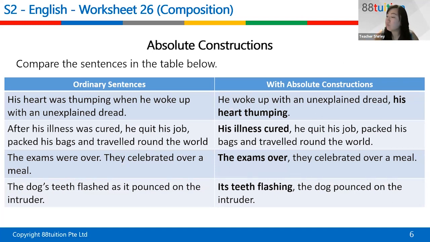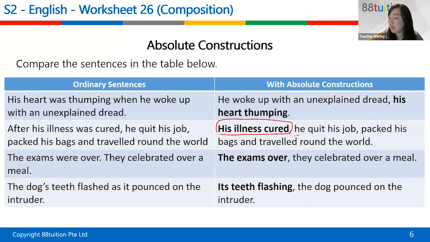Okay, so how do we change it? If it's an ordinary sentence like the one on the left, his heart was thumping when he woke up with an unexplained dread. Okay, so you can rephrase it to: he woke up with an unexplained dread, his heart thumping. Then the next example, after his illness was cured, he quit his job, packed his bags, and traveled around the world. So we put the subject as his illness cured, right? He quit his job, packed his bags, and traveled around the world.